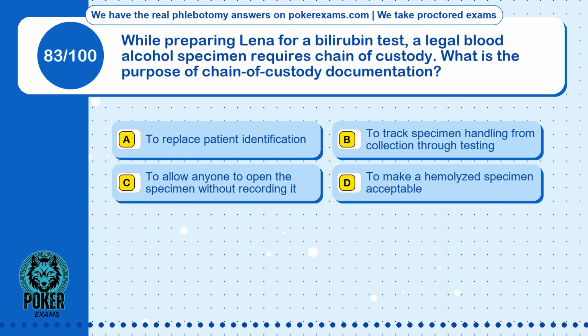Question 83. While preparing Lena for a bilirubin test, a legal blood alcohol specimen requires chain of custody. What is the purpose of chain of custody documentation? Option A. To replace patient identification. Option B. To track specimen handling from collection through testing. Option C. To allow anyone to open the specimen without recording it. Option D. To make a hemolyzed specimen acceptable.